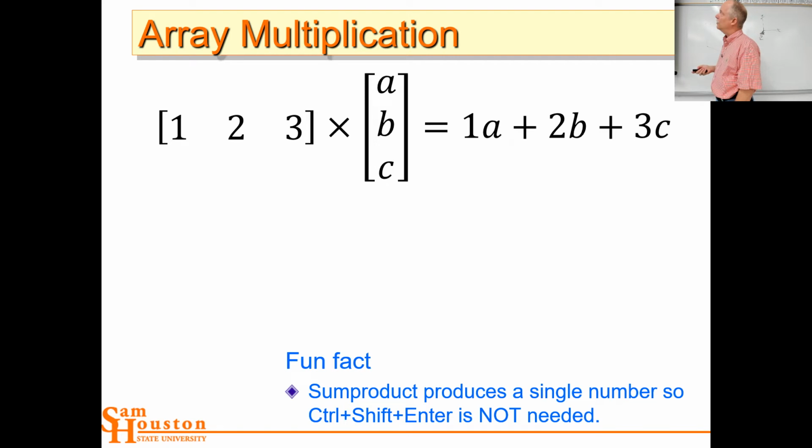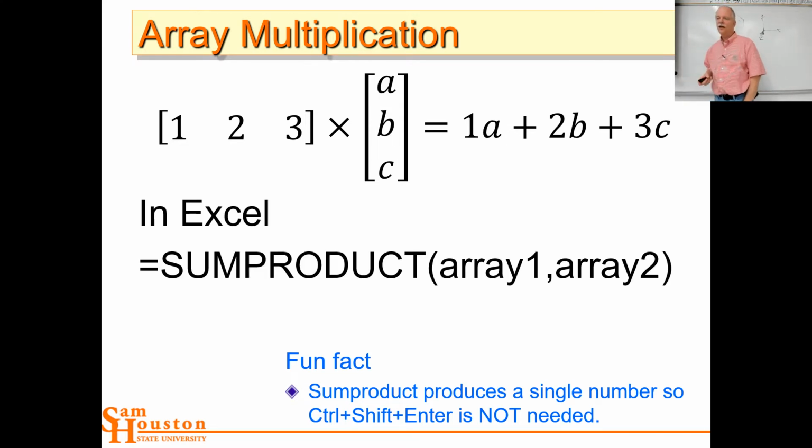I'll show you. So array multiplication. So now we're taking this row array and multiplying it by this column array. And look what happens here. So I get 1 times A plus 2 times B plus 3 times C. So it takes that row times the column and adds everything together. That's sum product. So you're also taking this array and that array, multiplying every term by every corresponding term and adding them together. And you get a single value, so you don't need to use Control-Shift-Enter.